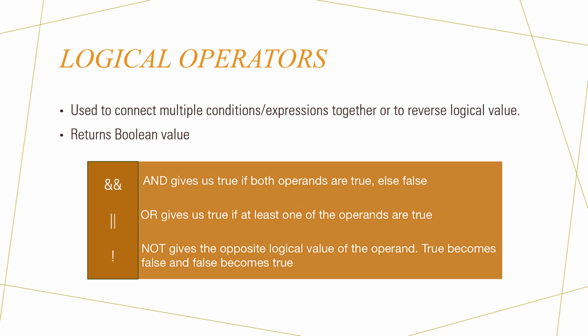The second one is the OR operator, represented by two single lines. It gives us true if at least one of the operands is true. And the exclamation sign is the NOT, which gives the opposite of the logical value of the operand. That is, if the logical value is true, it will return a false, and if it is a false, then it will return a true. So basically, logical operators are used to connect two different conditions that are already returning Boolean values, compare both of them together, and give the final result.